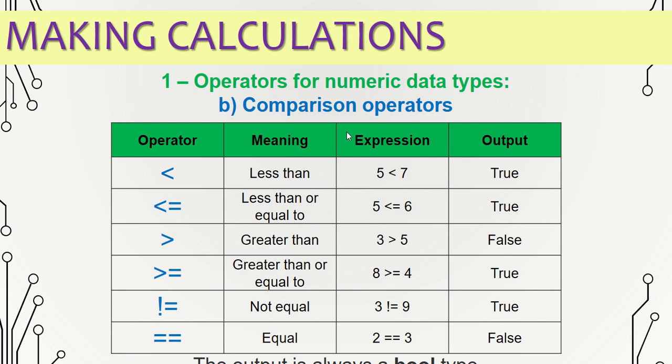Then we have the comparison operators. These comparison operators always give us an output that is a Boolean variable or a Boolean result in Python. Less than, less than or equal, greater than, greater than or equal, not equal to, and equal to. For equal to, we use two equals, because we use one equal for many things in Python, and using the two equals, we make very clear that it's a comparison operator.